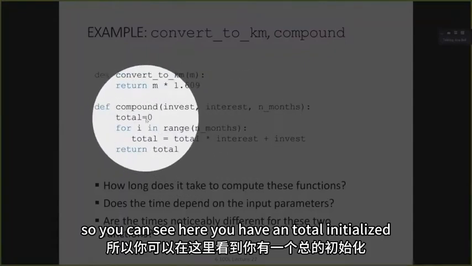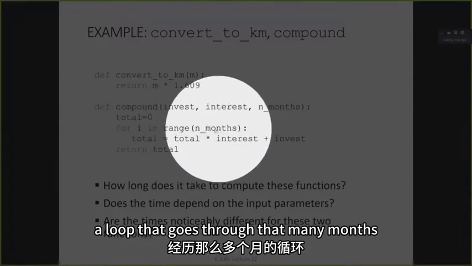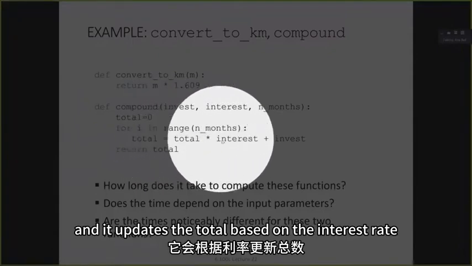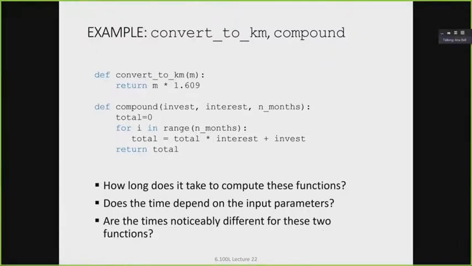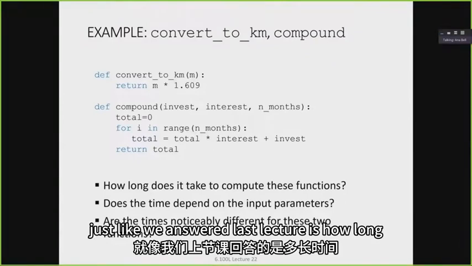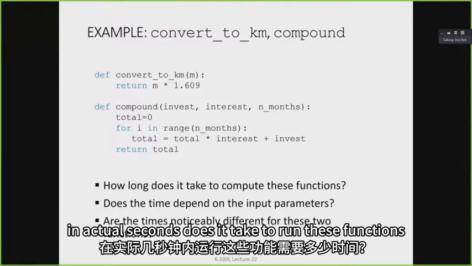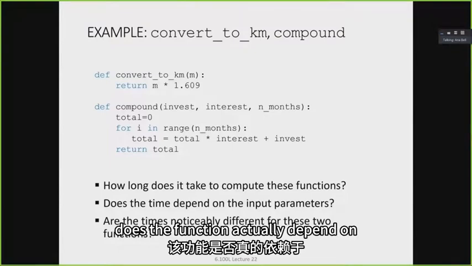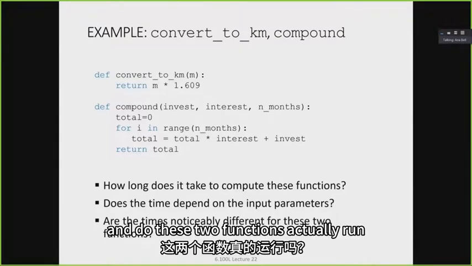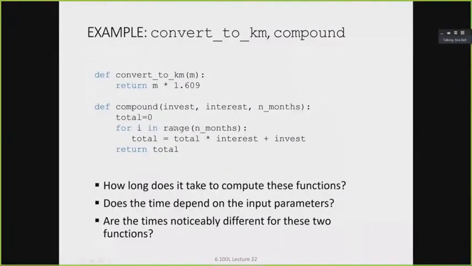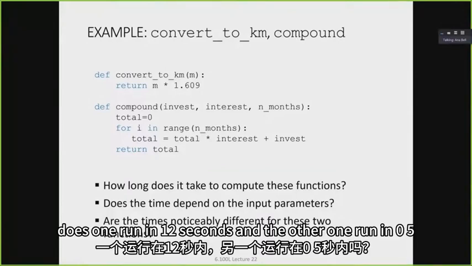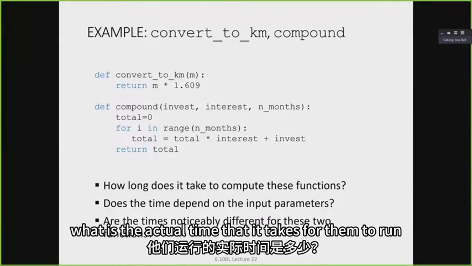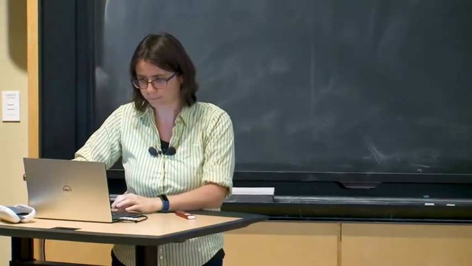So you can see here you have in total initialized a loop that goes through that many months, and it updates the total based on the interest rate and how much money you have there right now, plus whatever you've invested for that month. Okay, so the 3 questions we're going to answer, just like we answered last lecture, are: how long, in actual seconds, does it take to run these functions? Which input parameters does the function actually depend on? And do these 2 functions actually run for different amounts of time, and what is that difference? Does one run in 12 seconds and the other one run in 0.5? What is the actual time that it takes for them to run?